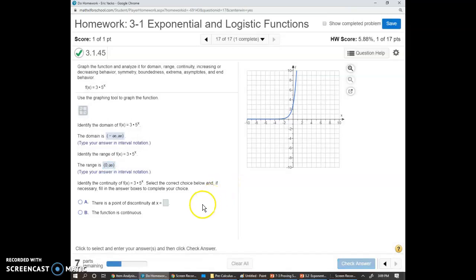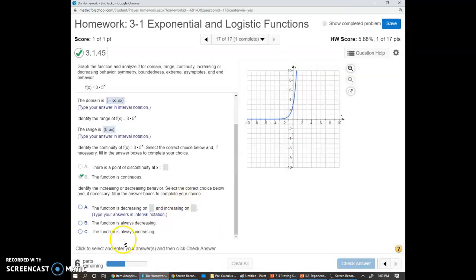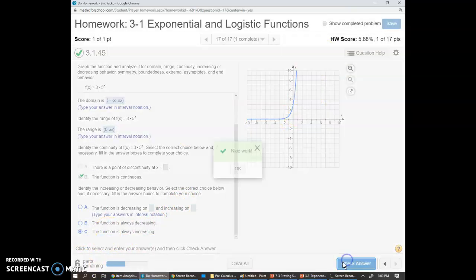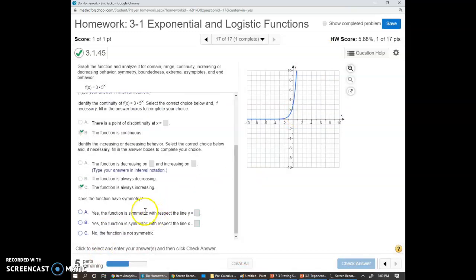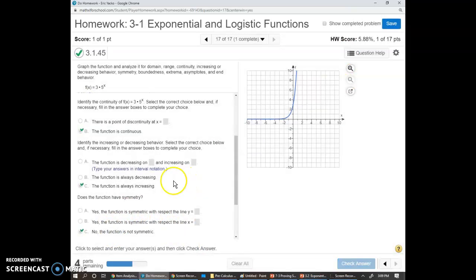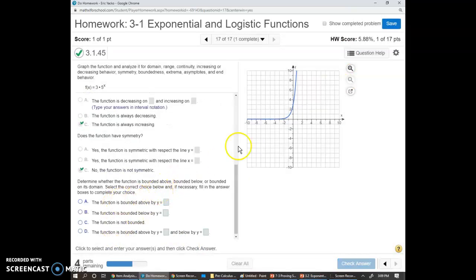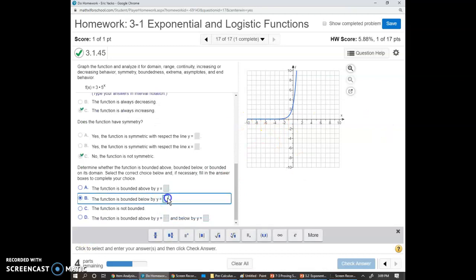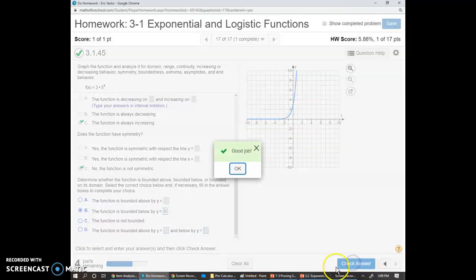All right, let's see what's next. Continuity. It is continuous. There are no vertical asymptotes. Is it increasing or decreasing? Looks like from left to right it is going upward, so that's an increasing function. Is there symmetry? Doesn't look like it. Next question. Is it bounded above? No. Is it bounded below? Yes. It's bounded by the line y equals 0 because it never gets to 0.